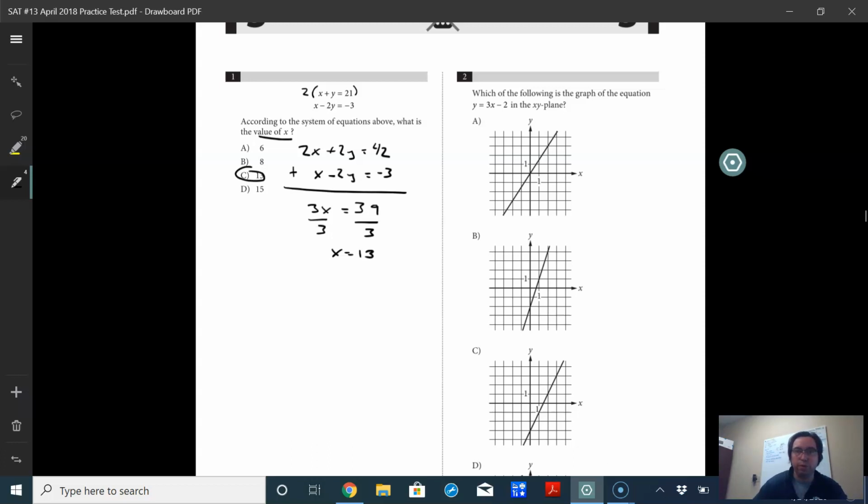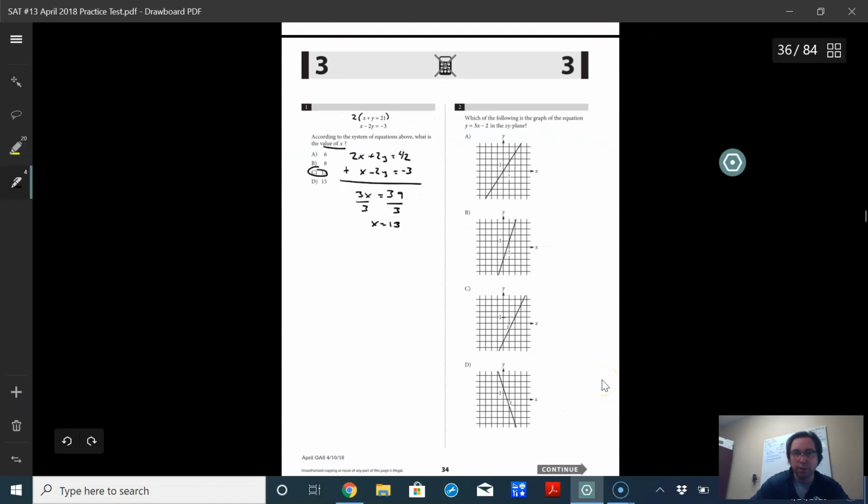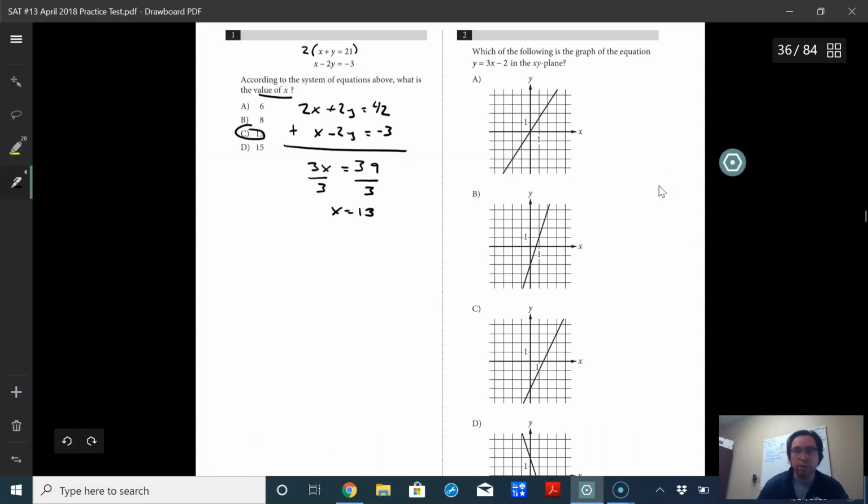Let's look at the next problem. Let me reduce the size of this a little bit. Here we see: which of the following is the graph of the equation y equals 3x minus 2? We've taken this slope-intercept form and we're graphing it on a coordinate plane. One of the first things to look at is the y-intercept. Remember, we're talking about y equals mx plus b, that's our slope-intercept form, so we focus on the y-intercept first.